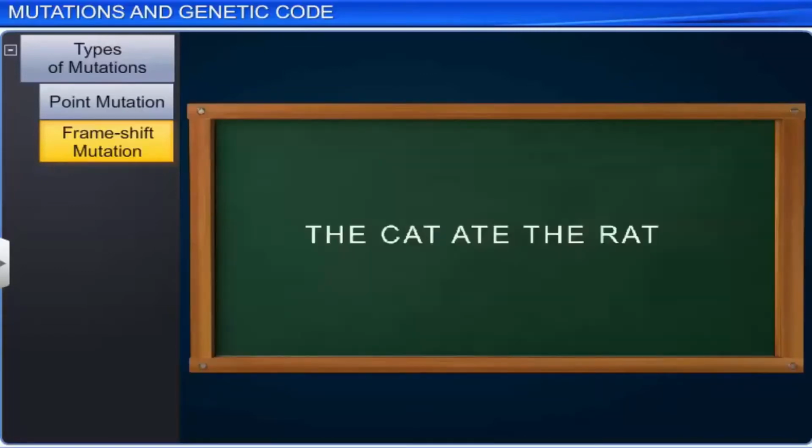For instance, in our example, if we insert two letters R and K, it will change the reading frame, and hence the altered statement will read, "The cat ate her at." Whereas, if we delete the two letters, that is one C and one A, from the original statement, the altered statement will read, "The tat eth era T."